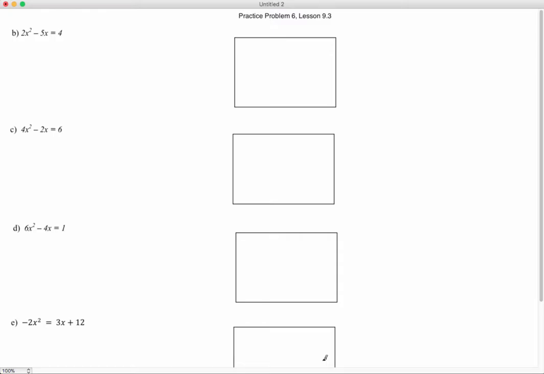Greetings, welcome to the second half of practice problem 6 from lesson 9.3. Here we're going to look at B, C, D, and E. So again, we need to solve the following quadratics and then verify them graphically. They want us to use the quadratic formula in every one of these.